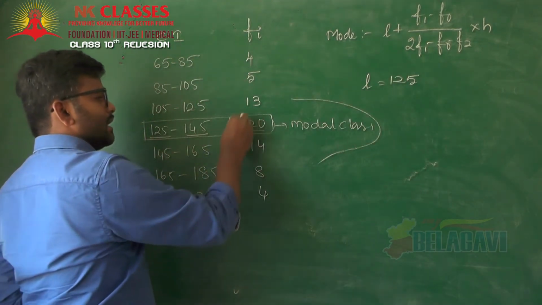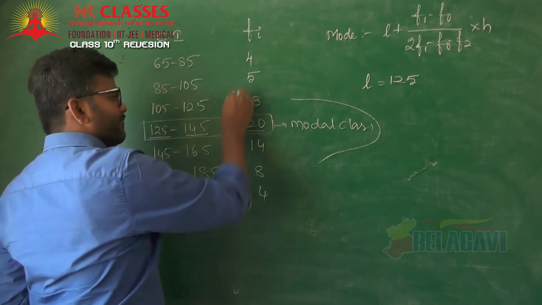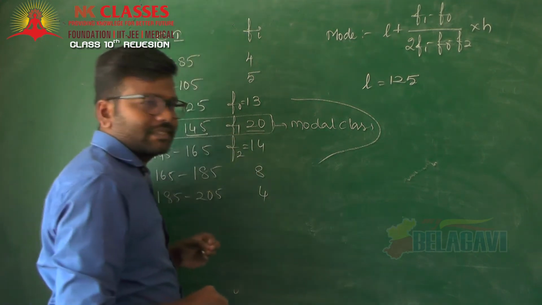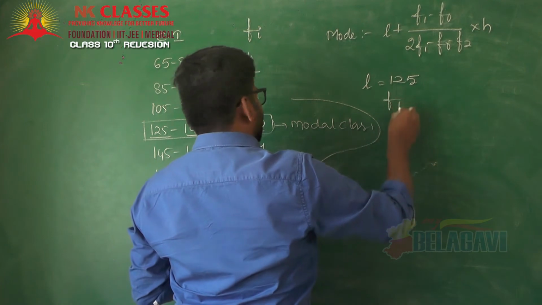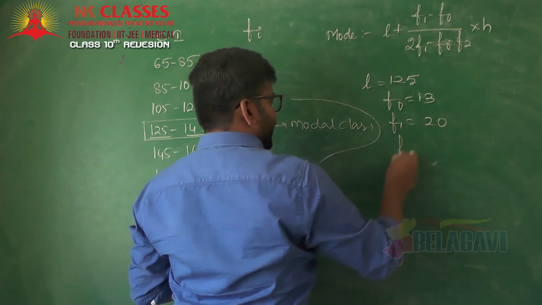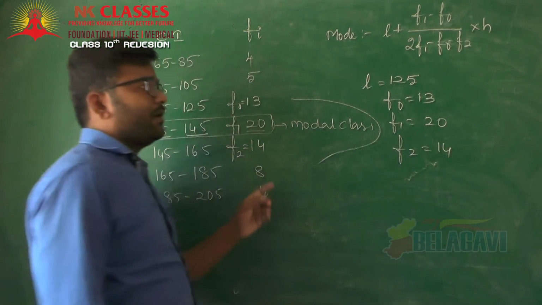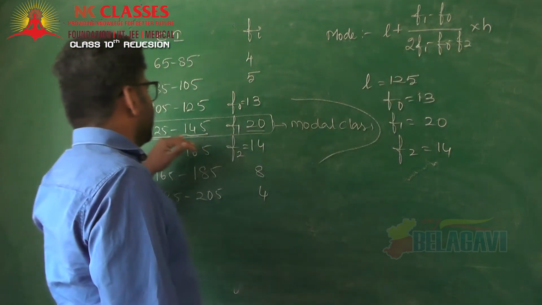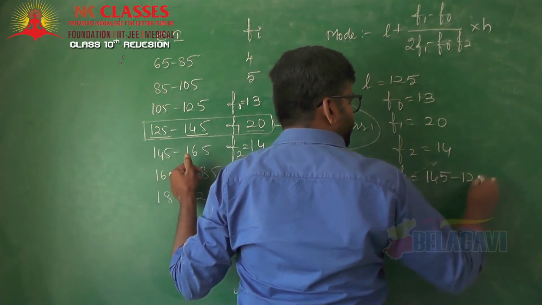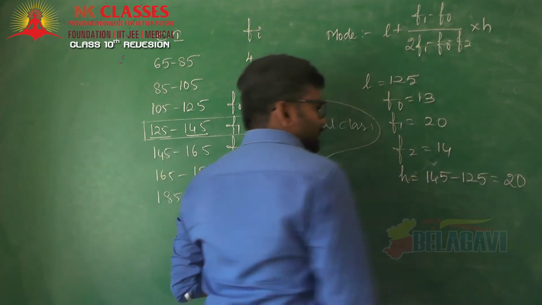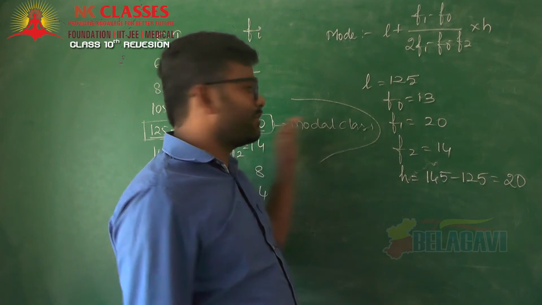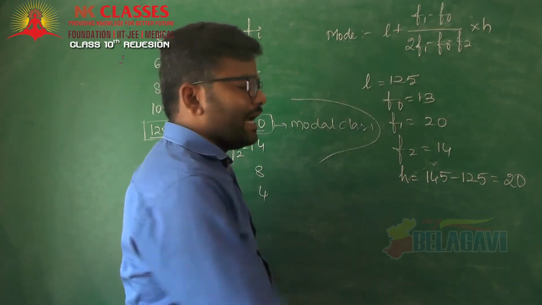And F1 is the corresponding frequency of the modal class. F0 is the frequency of the preceding class. F2 is the frequency of the succeeding class. So we'll write F0 is 13, F1 is 20 and F2 is 4. And one more value is there, that is H, the class height. So H is equal to upper limit 145 minus lower limit 125, which is equal to 20. So now all the variables in the equation have been extracted from the table. Now just put the values in.